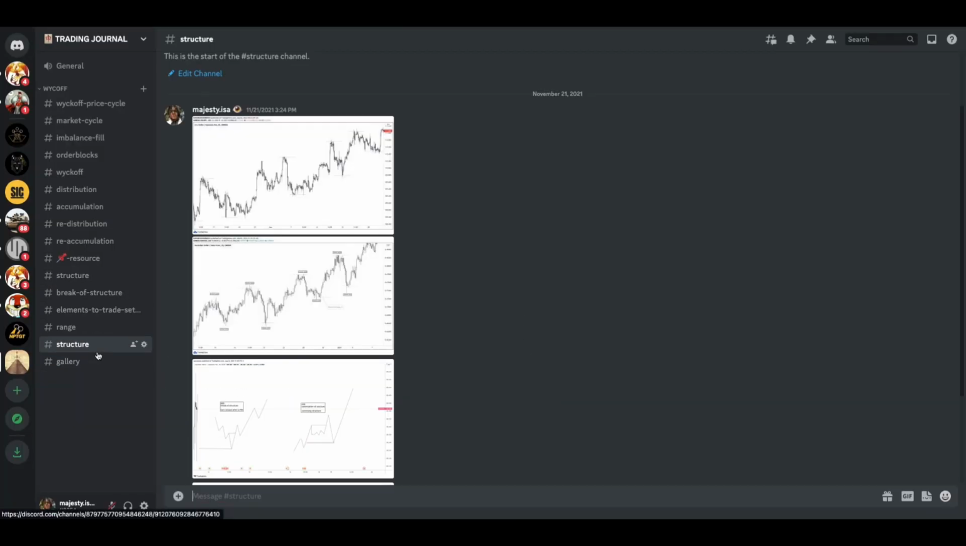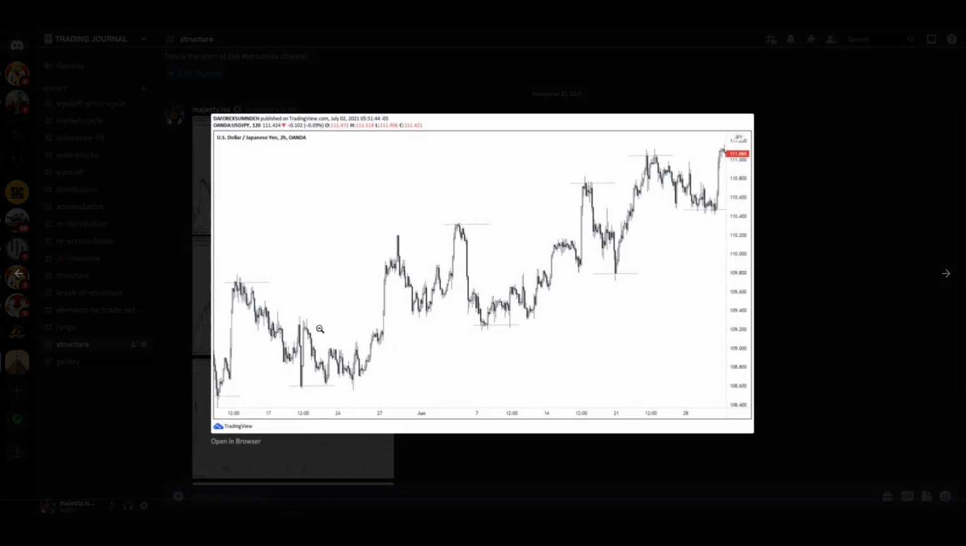And the same thing can be done when you're going upward. Let's see, I'm trying to show up structure. So here we have up structure. So we had 1 high, 1 low, 1 higher high, 1 lower low, 1 higher high, 1 lower low, 1 higher high, 1 lower low.